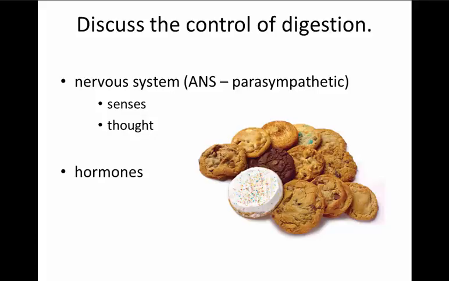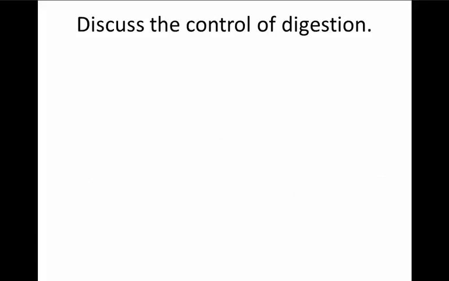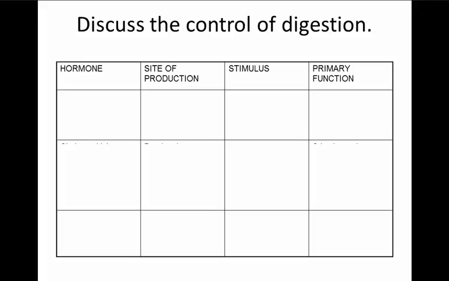Hormones also play a role in controlling digestion. Let's take a look at that now. Here we have a table where we have a number of hormones, the site of production, and the stimulus of production, and then the function that that hormone plays.